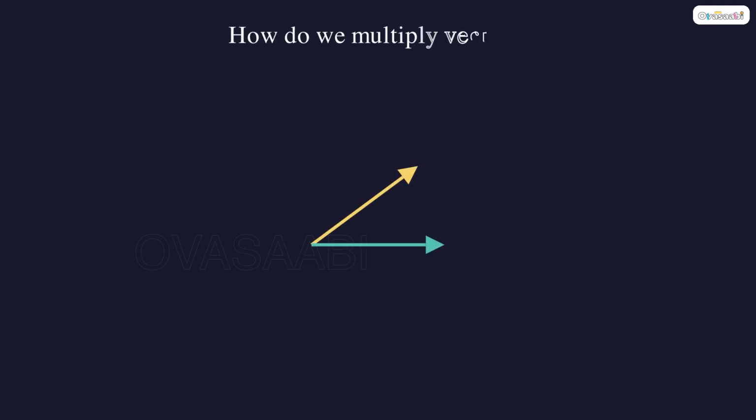You know how to add vectors, but how do you multiply them? Today we learn the dot product, a powerful tool used in physics and engineering.